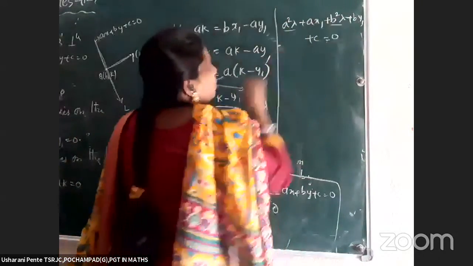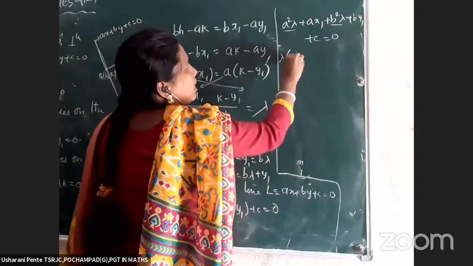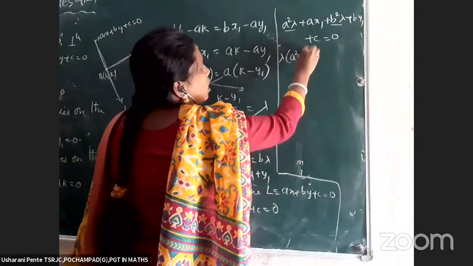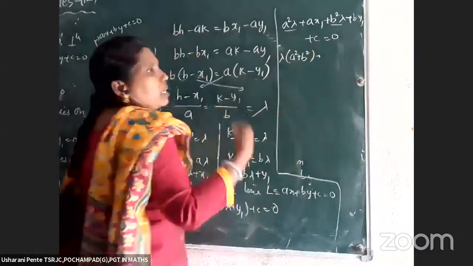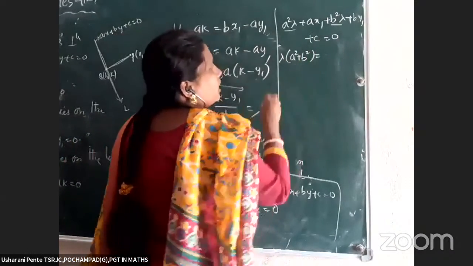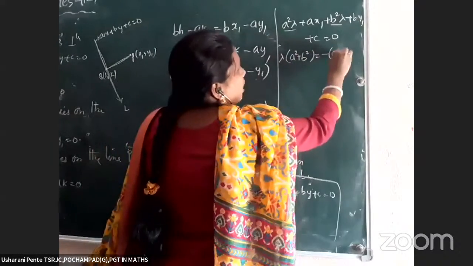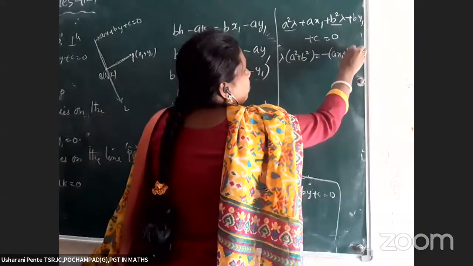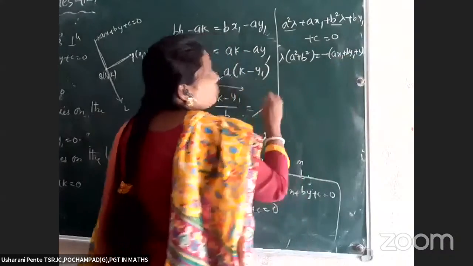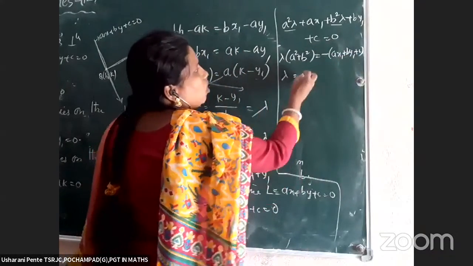Now from these two terms I am taking lambda common. Lambda into (a square plus b square), and the other terms I am shifting to the other side. So I'll get minus of all the terms, minus of (ax1 plus by1 plus c). Then lambda is equal to how much?